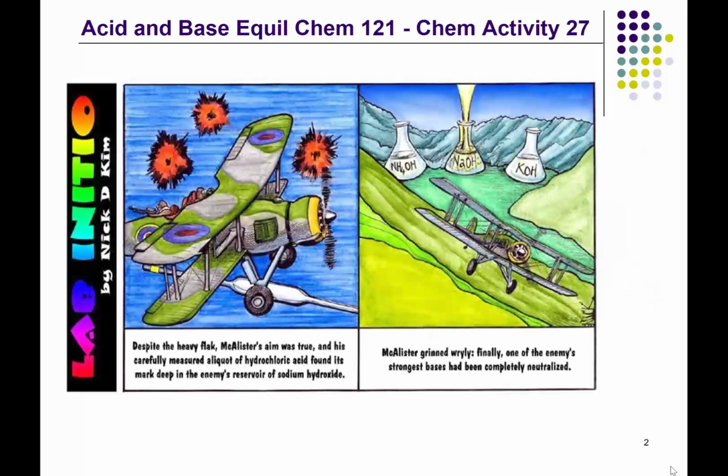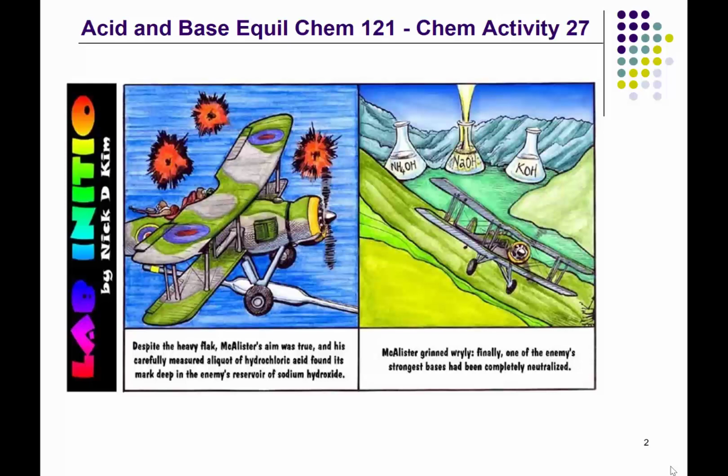I like to read it out because I think it's nicely written. Here you can see this is a World War I kind of biplane, and the caption says, "Despite the heavy flak, McAllister's aim was true, and his carefully measured aliquot of hydrochloric acid found its mark deep in the enemy's reservoir of sodium hydroxide." This is the best line. "McAllister grins wryly. Finally, one of the enemy's strongest bases had been completely neutralized."